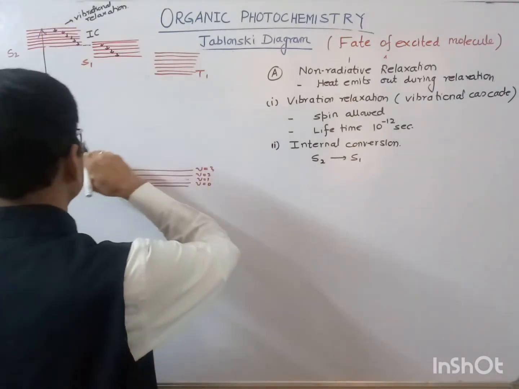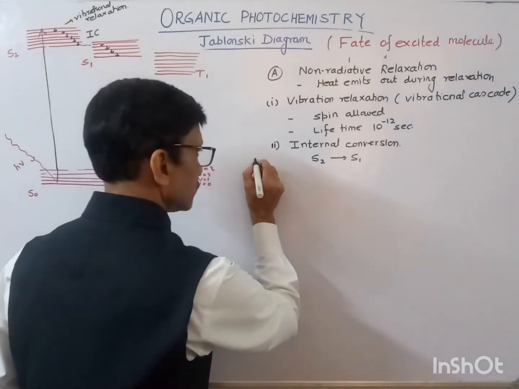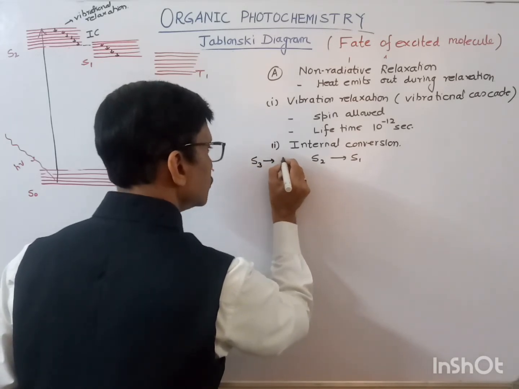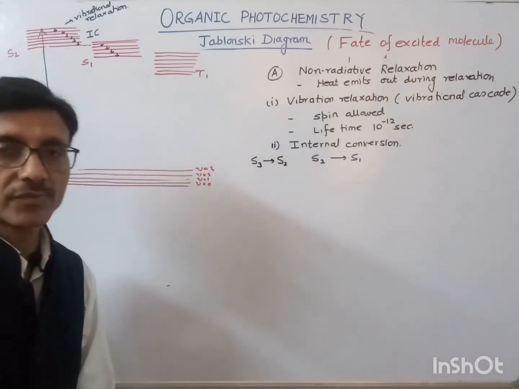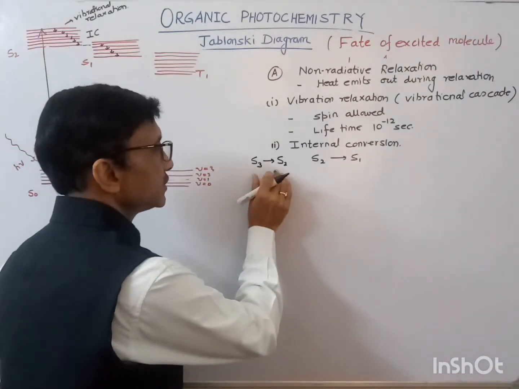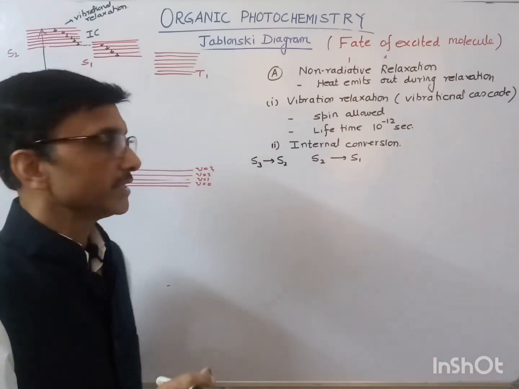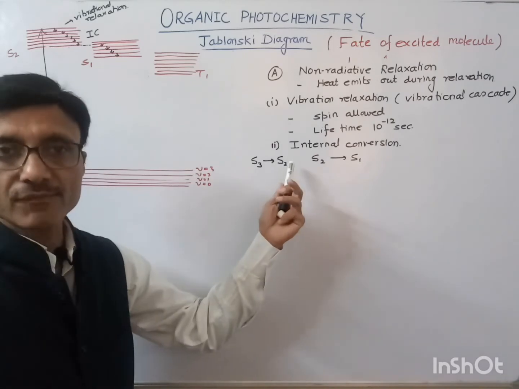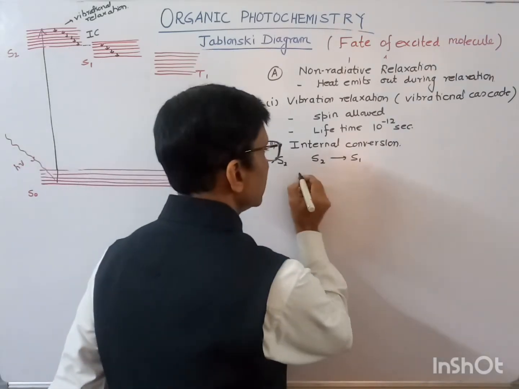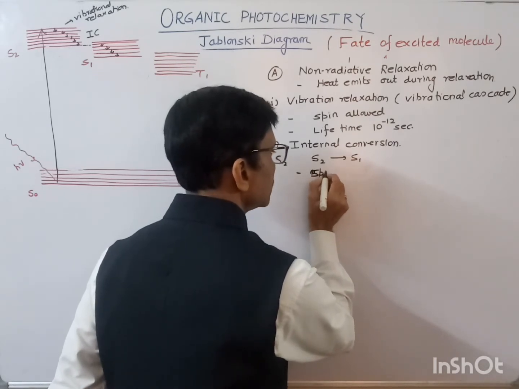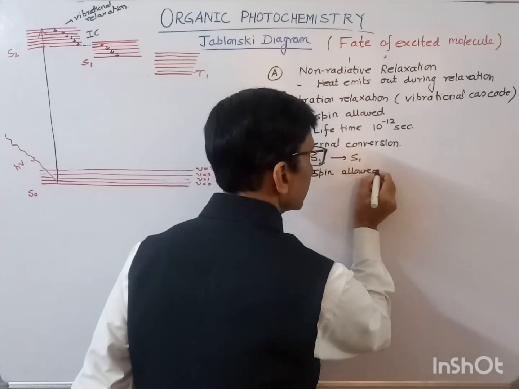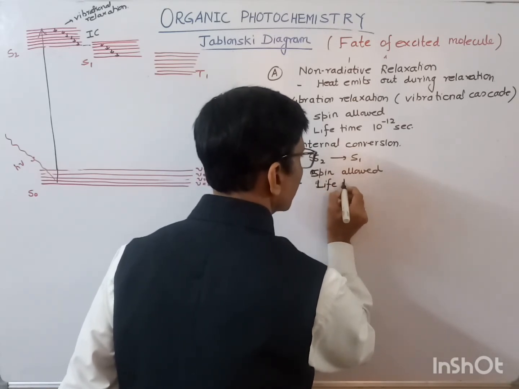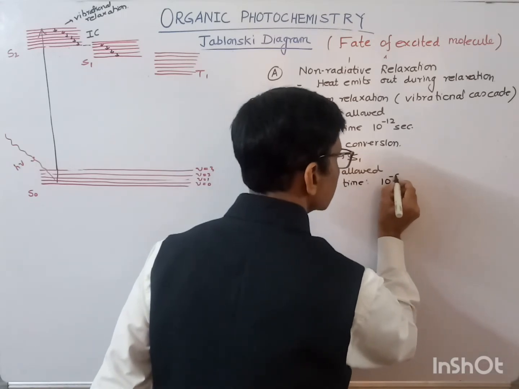Similarly, the electron may go to the next excited singlet state also. For example, if it goes to the third one, then during relaxation, first of all it will come to S2, and from S2 to S1. This internal conversion takes place between states of the same multiplicity. S3, S2, S1 have the same multiplicity, and the total spin multiplicity is equal to 1. So this is also a spin allowed transition, and the lifetime here is 10 to the power minus 9 seconds.